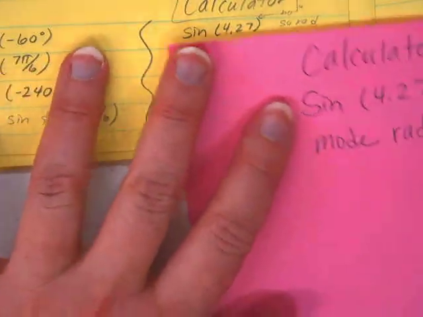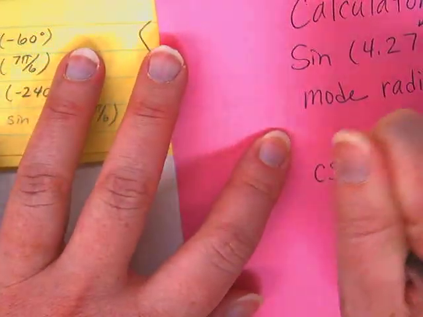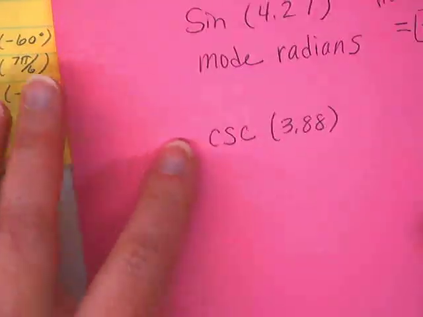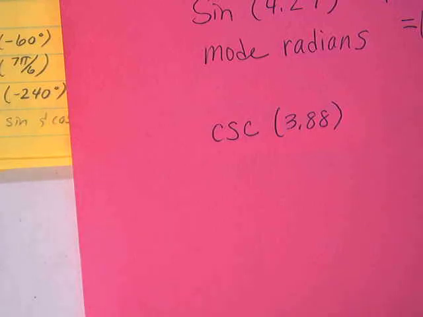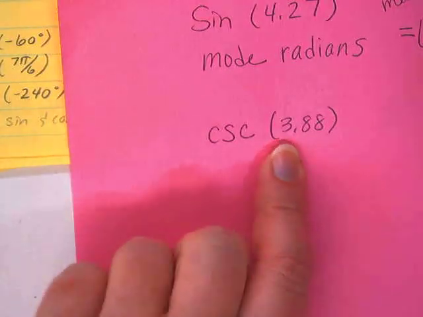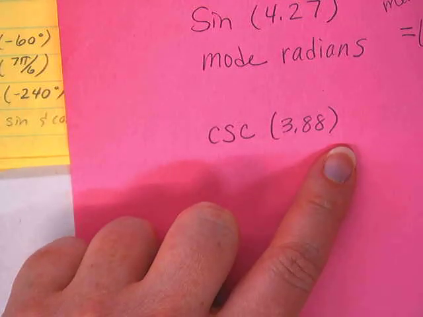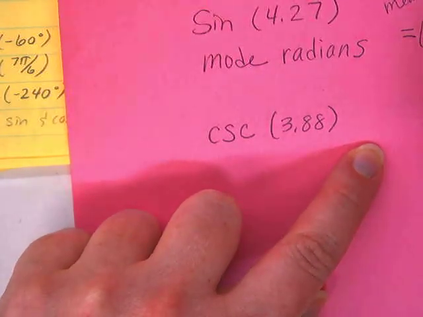Here's the hard part, and here's why we actually had to talk about this at all. Let's suppose that we need to find the cosecant of 3.88. Is there a cosecant button on your calculator? No. Can we hit the inverse button? The inverse is sine. Reciprocal. Okay, here is where I have to start harping on something.